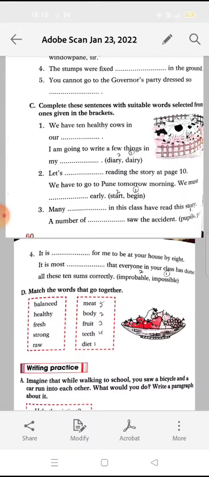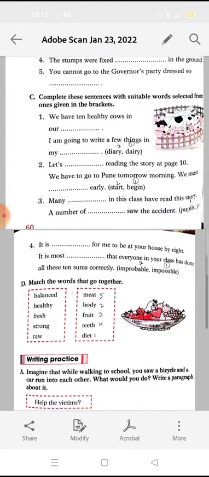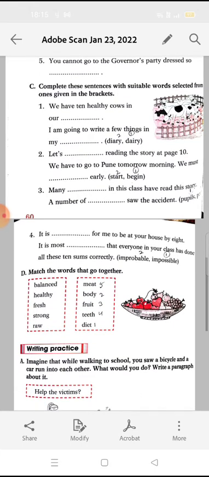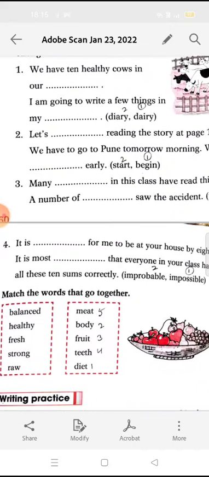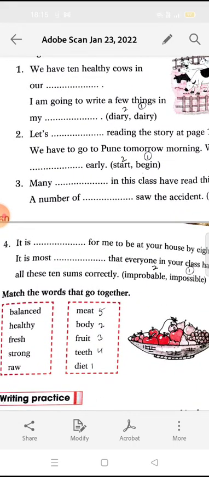Complete these sentences with suitable words selected from the ones given in the brackets. We have 10 healthy cows in our DIA or DAI? DAI, dairy, DAIRY. I'm going to write a few things in my diary, DIARY. Please keep this difference in mind.